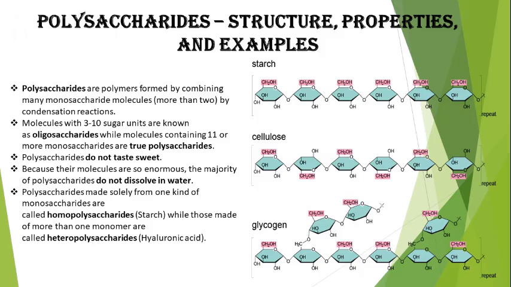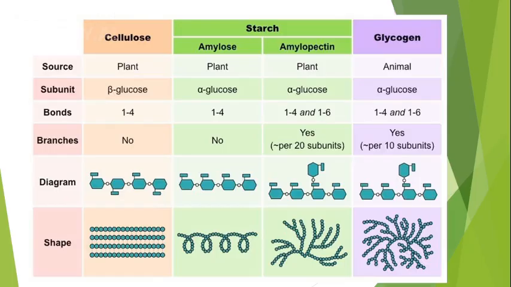Polysaccharides are complex carbohydrates formed by the combination of multiple monosaccharide molecules. They can be classified into oligosaccharides and true polysaccharides based on the number of monosaccharide units. Examples include starch, cellulose, and glycogen. This table compares cellulose, starch, and glycogen based on their source, subunit, bonds, branches, diagram, and shape. Cellulose is derived from plants, starch from plants, and glycogen from animals. Each has unique structural characteristics and functions.